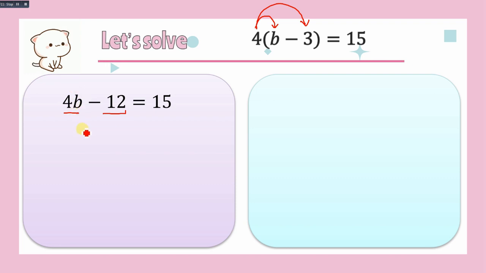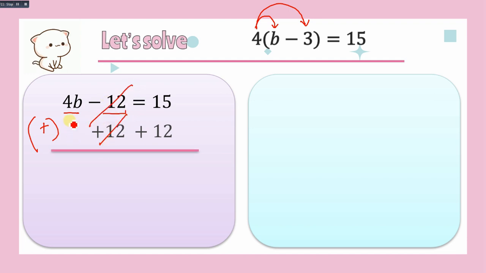Our goal is to find the value of b. So we have to add both sides by 12 or use the transposition method. So we have positive 12, and the negative and positive 12 will be cancelled out. Bring down 4b, so we have 4b equal to 27.